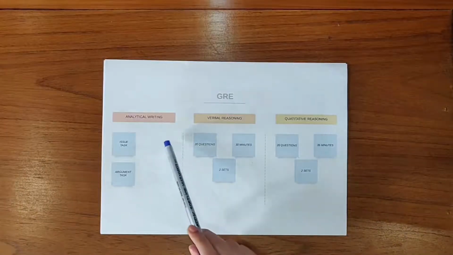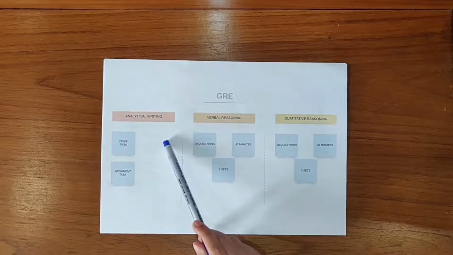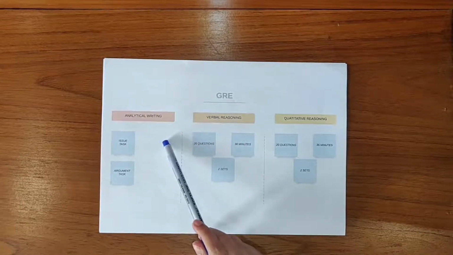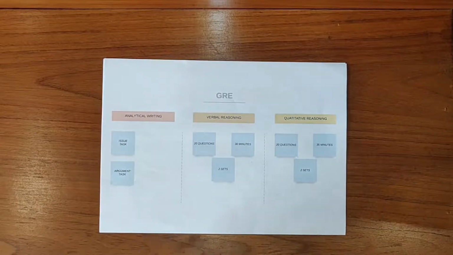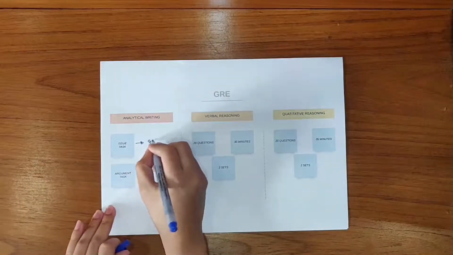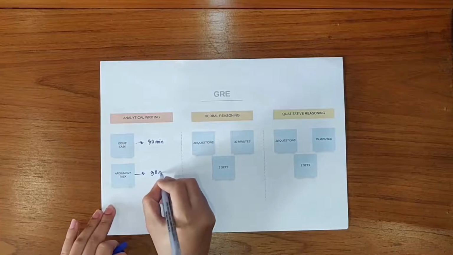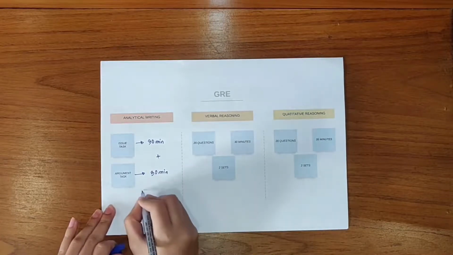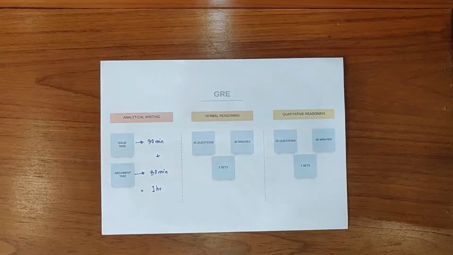Now, if we break down each section, you'll always start with the AWA. This part basically tests how fluently you can express your opinion on a certain topic. You'll have to answer one issue task and one argument task, and for each one of these, you'll get 30 minutes. So 30 minutes for the issue task and 30 minutes for the argument task back to back, and in total, you're spending the first hour of your GRE in the AWA.